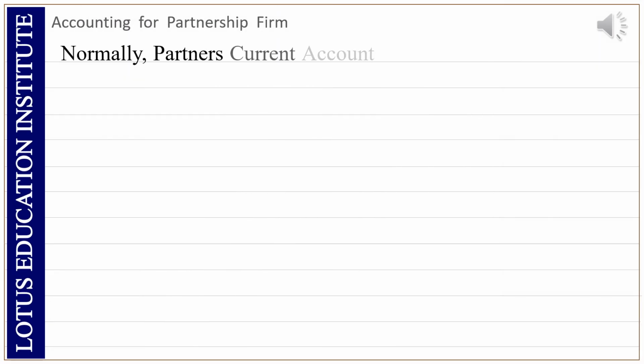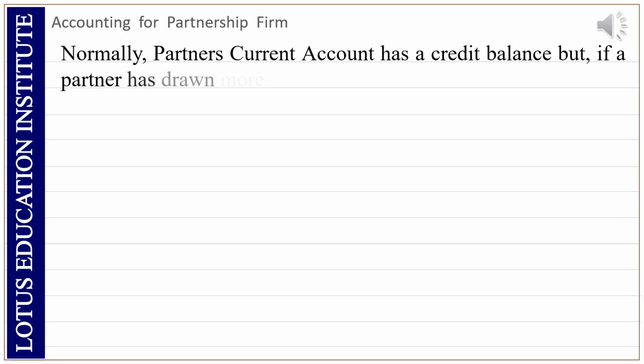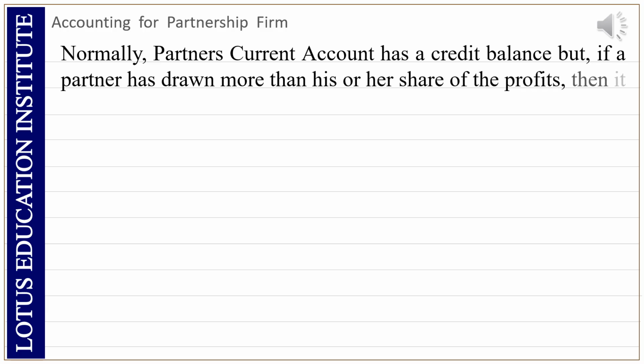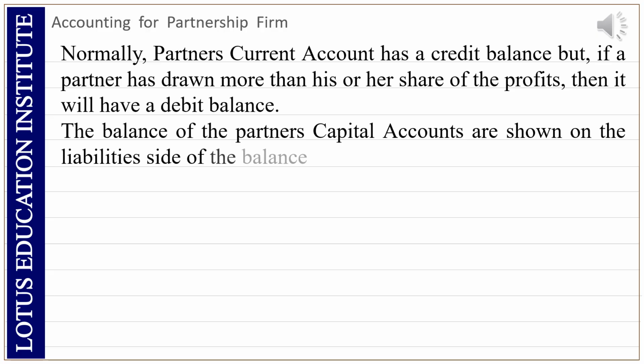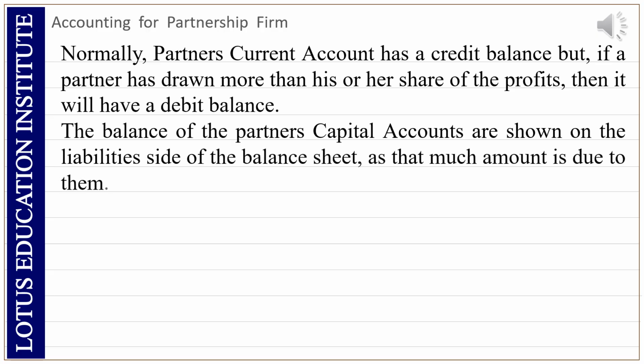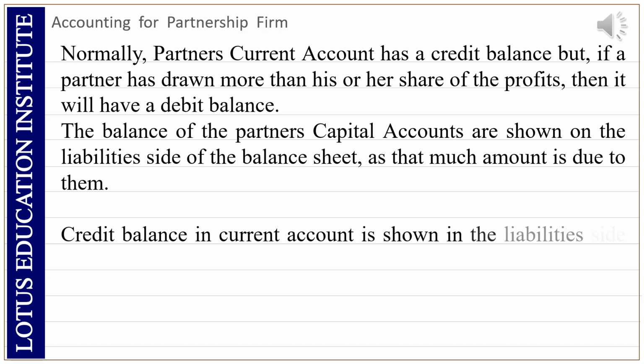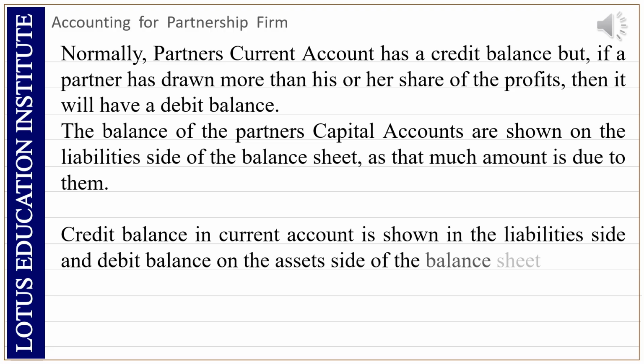Normally, a partner's current account has a credit balance, but if a partner has drawn more than his or her share of the profits, then it will have a debit balance. The balance of the partner's capital accounts are shown on the liabilities side of the balance sheet, as that much amount is due to them. Credit balance in current account is shown in the liabilities side and debit balance on the assets side of the balance sheet. The outline of the 2 accounts maintained under the fixed capital method are as follows.